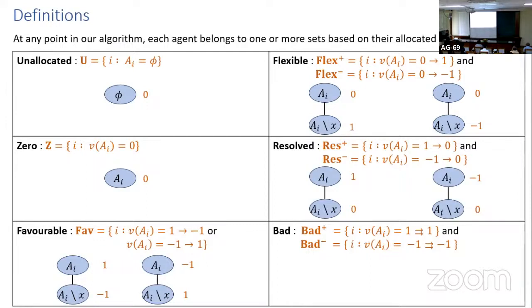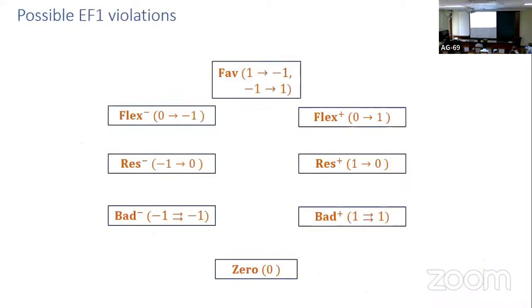A resolved bundle is a bundle where agent I has value 1 for its bundle, and by removing some item, the resulting bundle has value 0. And similarly, we have -1 and 0. So this is a bad bundle. When an agent belongs to this set, either bad plus or bad minus, this is something we need to worry about, because it has value 1, and by removing any item, the resulting subset also has value 1. So let us look at the possible EF1 violations that we can have.